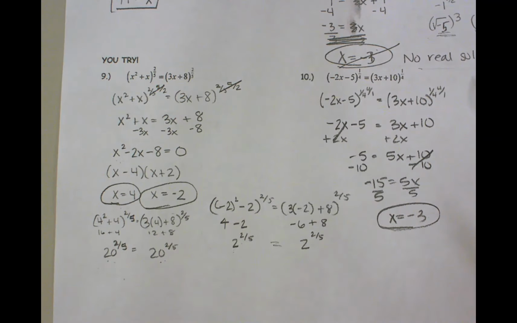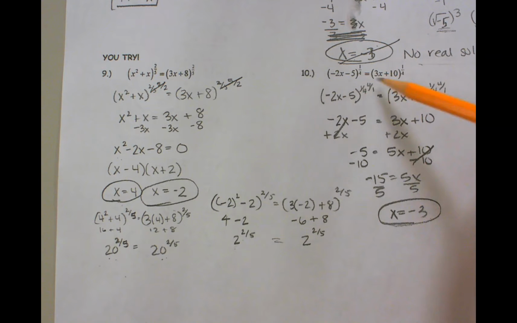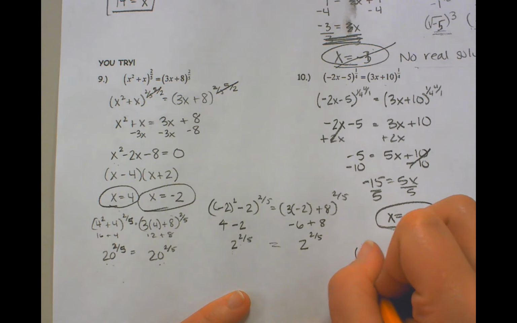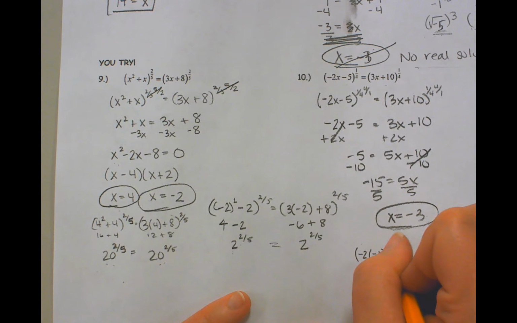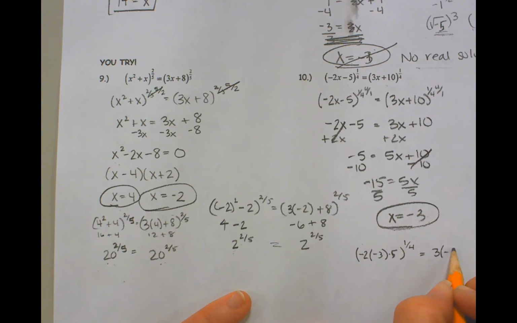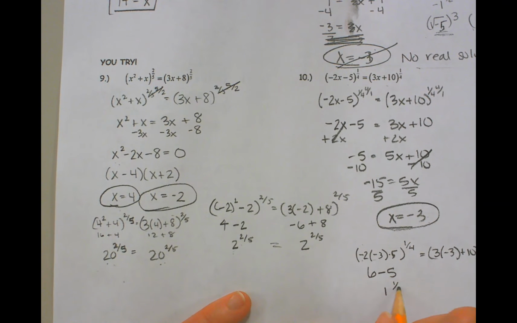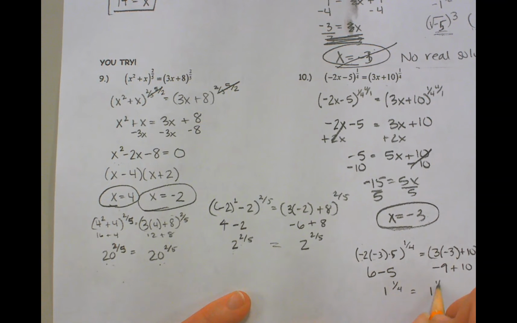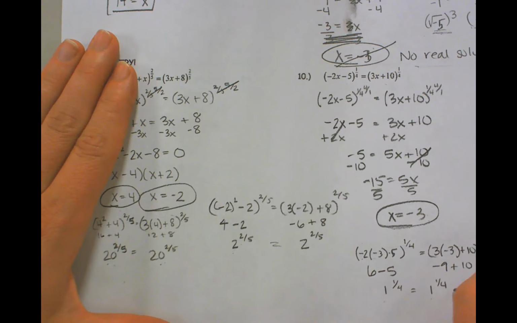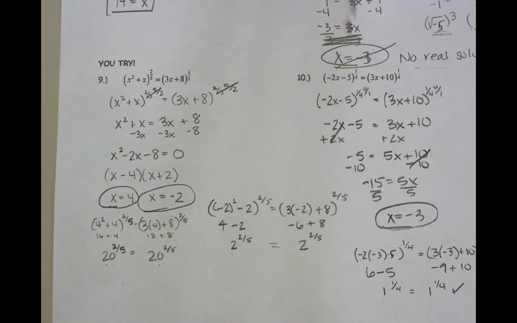So I'll want to plug in this value to make sure that I get the same thing on both sides, and it's something we could solve for. So I'll have -2 times -3 minus 5 to the 1/4, and 3 times -3 plus 10 to the 1/4. So this would be 6 minus 5, which is 1 to the 1/4, and -9 plus 10 is also 1 to the 1/4. So I get the same value on both sides. Therefore, this is a real solution.